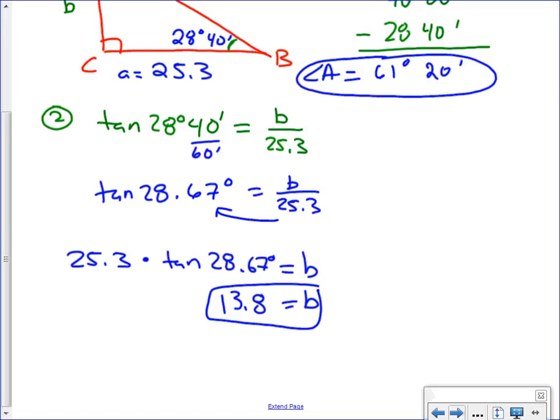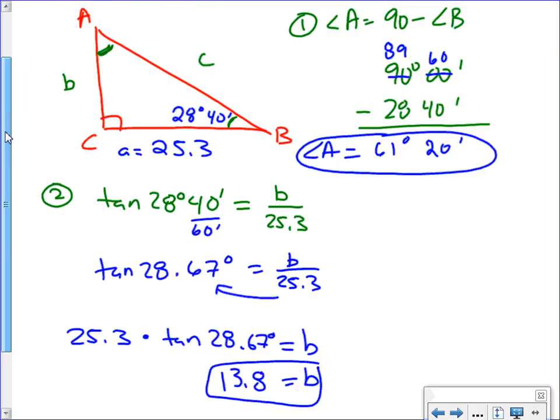All right, so let's see what we got. No big deal, because once you reveal more answers, then you have more choices. So we know that angle A is 61 degrees 20. That's good. Angle B is 13.8.